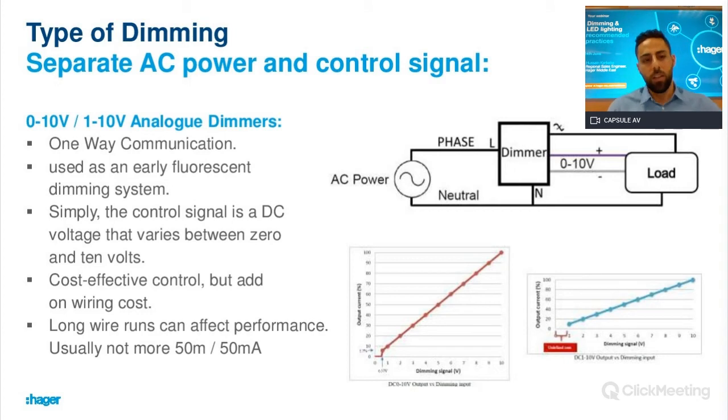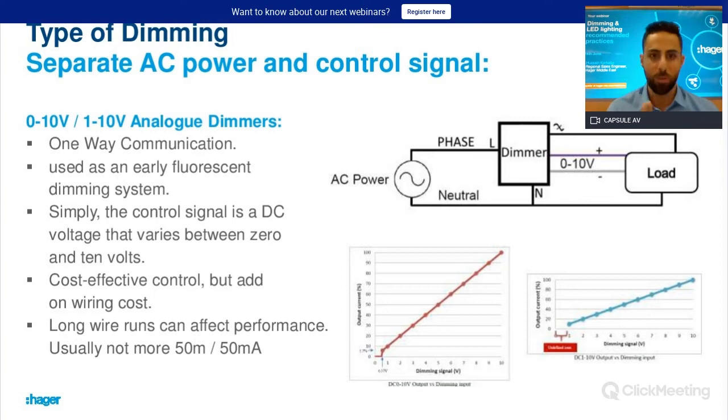Going to the second category, which is the separate AC power and control signal. The famous one is the 0 to 10 and 1 to 10. Just to also highlight the difference between 0 to 10 and 1 to 10. They are the same, but with the 0 to 10, you can go down by the control signal to 0 volt, so you can switch off the light. In the 1 to 10 volt, the minimum control signal is 1 volt, and you will have a separate relay to switch off the light. So it's the same, basically. It depends on the design of the dimmer.